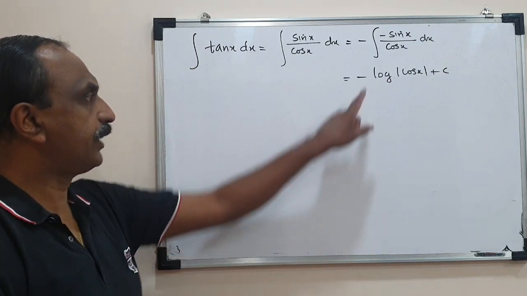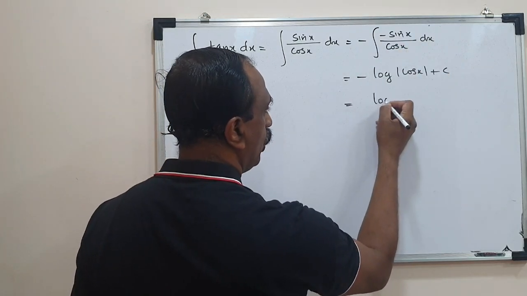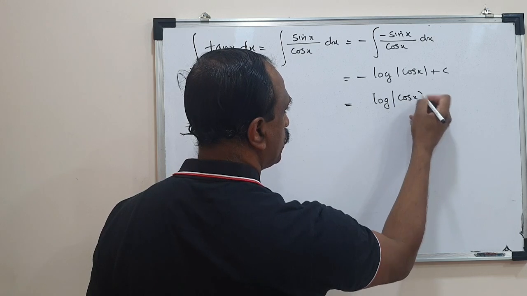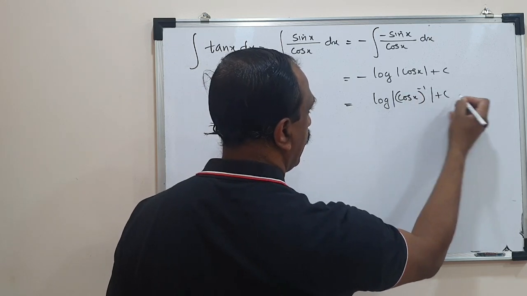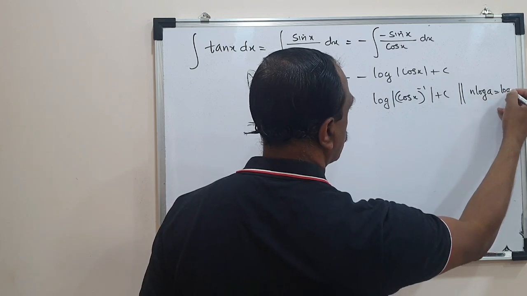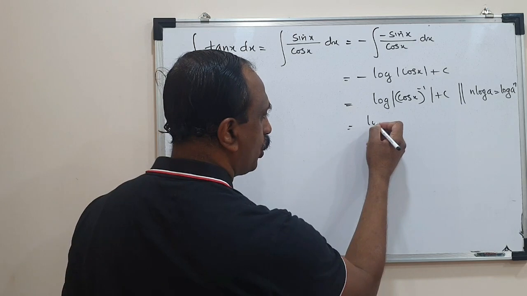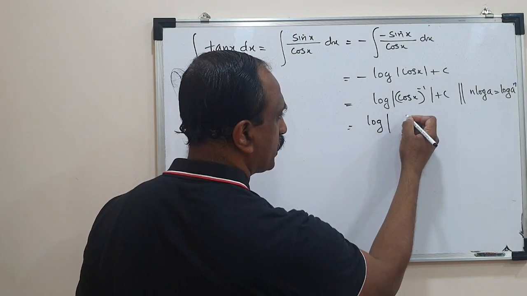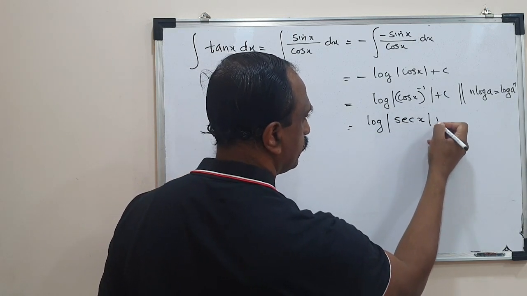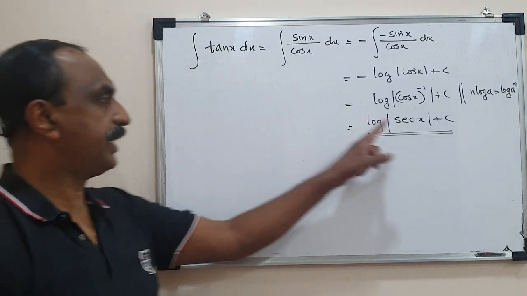Now I would not like to have this minus here. So I take the minus as a power. So log of cos x the whole raised to minus 1. What did I apply? n log a is log a raised to n. Now I can write this as log of 1 over cos x. 1 over cos x is sec x. So here is my first formula. Integral of tan x is log sec x.